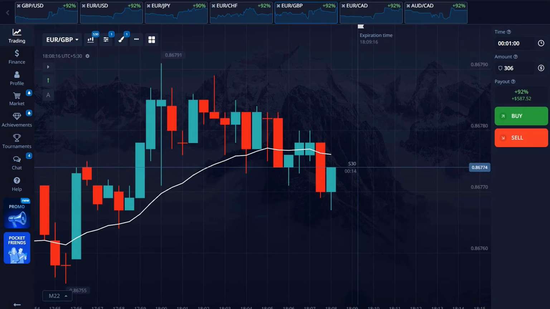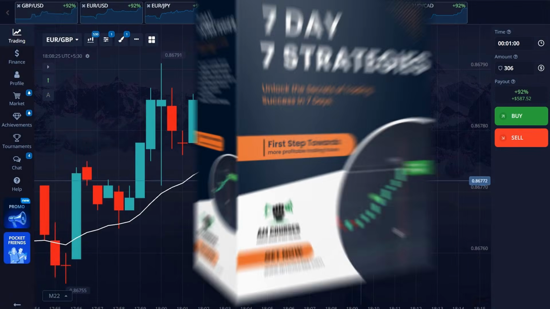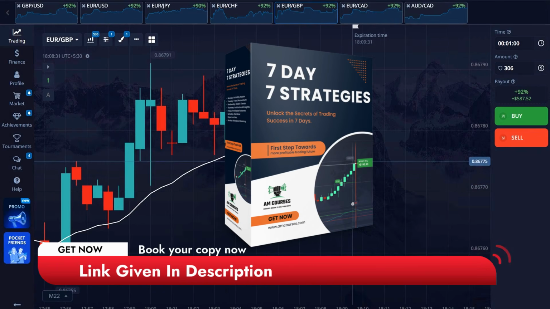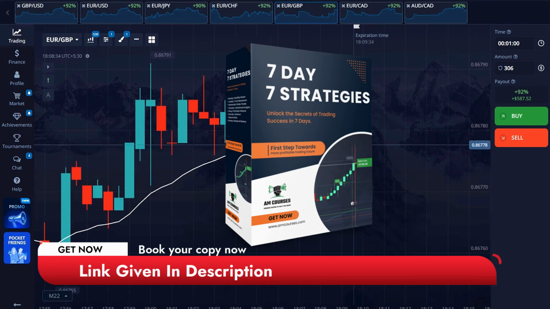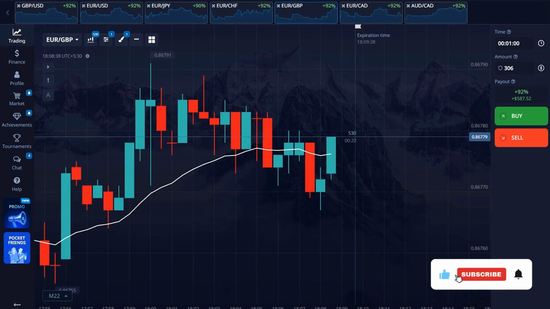Most traders miss the very moment when the market shifts direction. But what if you could spot that reversal in just 3 candles? In this video, I'll show you my 3-candle reversal pattern strategy, a simple yet powerful setup that works perfectly with 30-second candles and 1-minute expiry on Pocket Option. You'll learn how to identify the pattern, when to enter, and how to manage your trades safely.